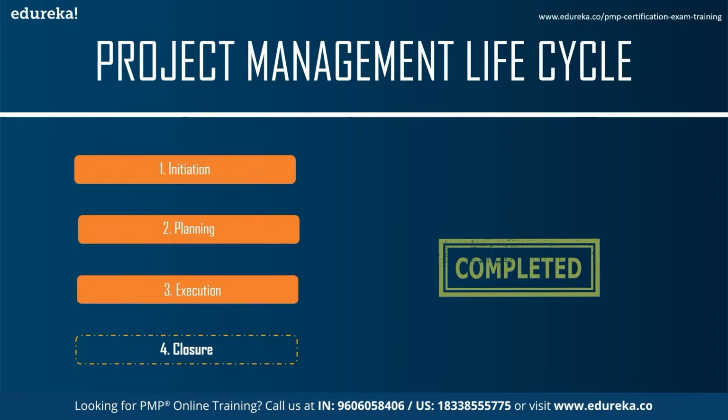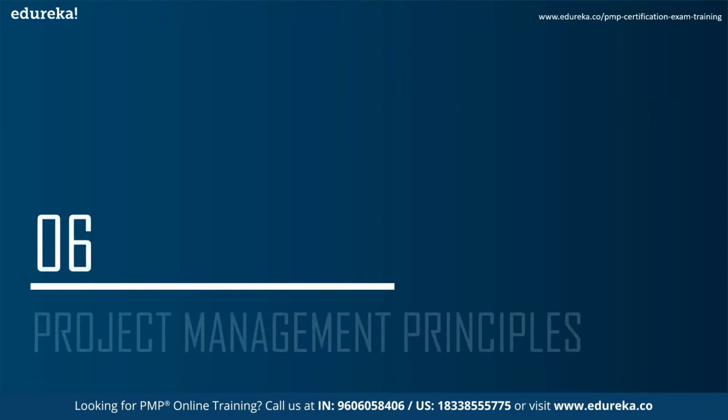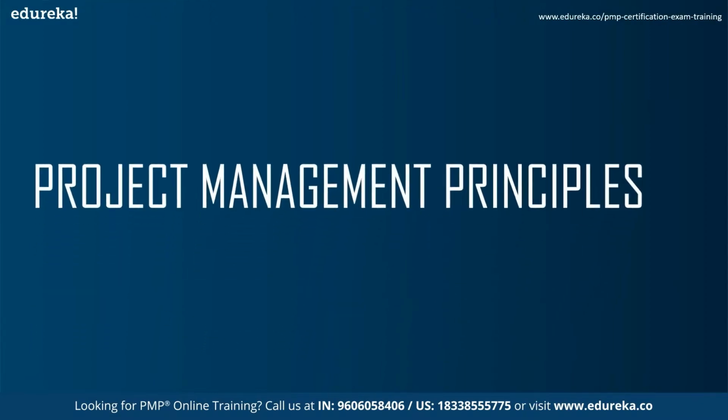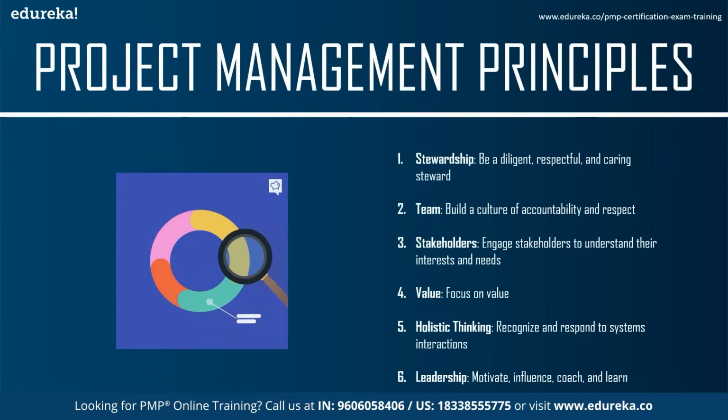Now that we have discussed the various project management tools, let's go ahead and check out the project principles. Now that we've discussed the life cycle, let's go ahead and talk about the project management principles. There are 12 project management principles. The first one is stewardship, where you're expected to be a diligent, respectful, and caring steward. The second principle is team. Build a culture of accountability and respect.